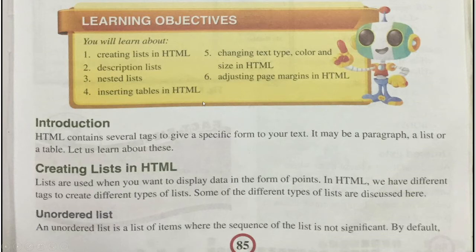Good day, everyone. This is how you can create an unordered list in HTML. So, how can we create an unordered list? And what is an unordered list? An unordered list is a list of items where the sequence of the list is not significant. So, what do you mean by the sequence of the list is not significant?